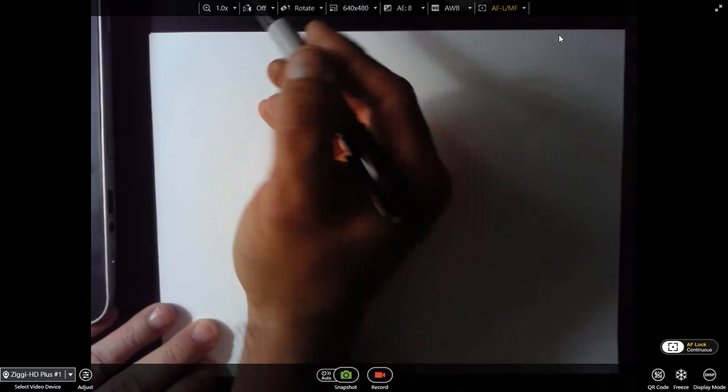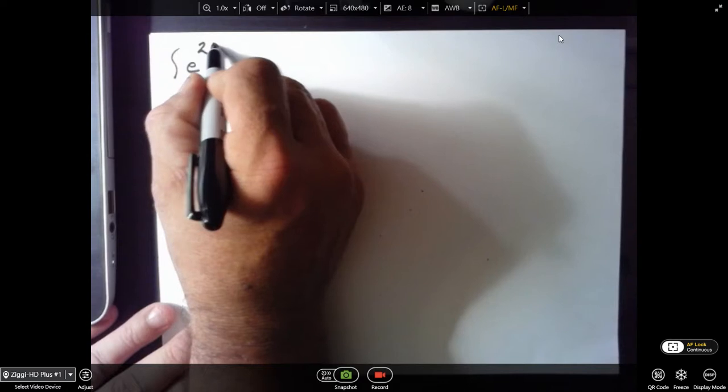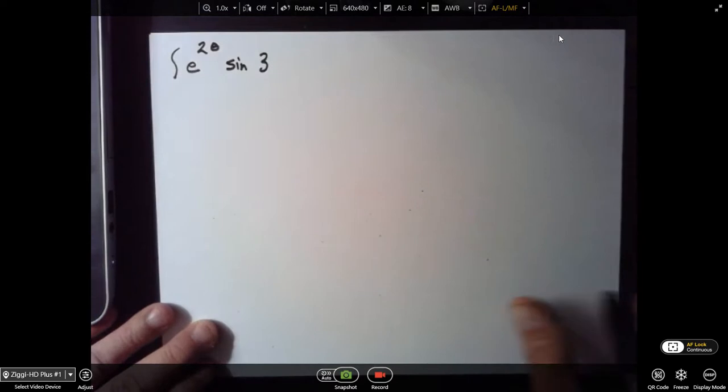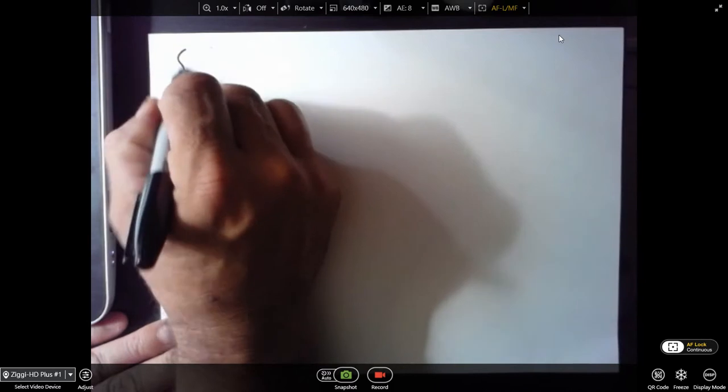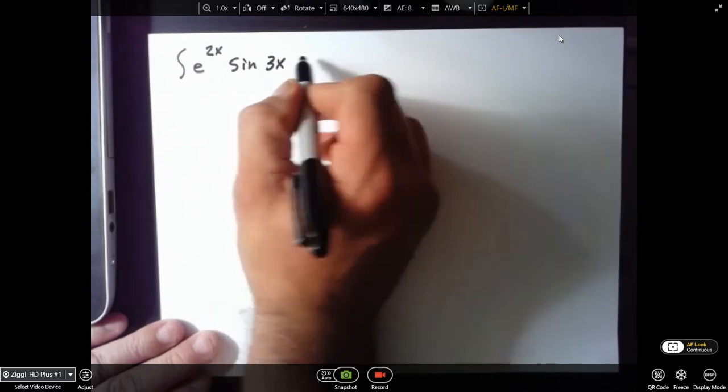Now the last one, we did one like this in class, but I want you to go over it again. You might want to turn the paper to the side a little bit, because this one takes a little bit of paper. So the antiderivative of e to the 2 theta sine of 3 theta. I'm not doing theta, that's just a pain. Redo it. e to the 2x sine 3x dx.